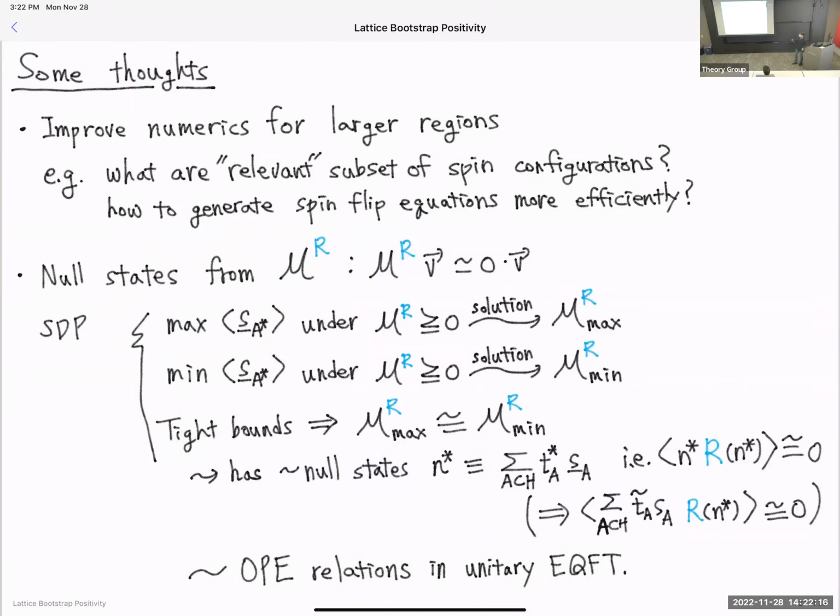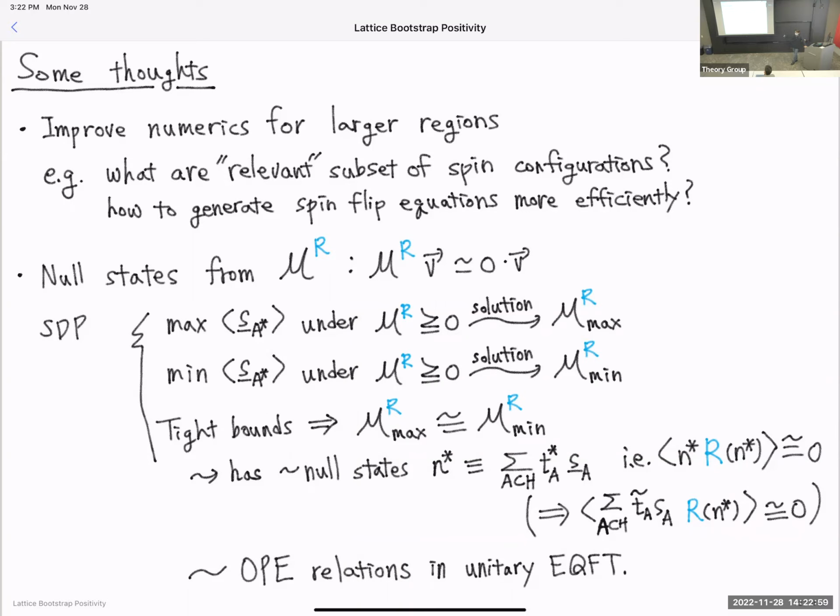Okay, let me share some thoughts with you. So, of course, we want to improve the numerics for larger regions. I mean, so far I've told you about only the, say, nearest neighbor or next to nearest neighbor spin correlators. What about long-range correlators, which are going to tell you about things like mass gap and so on? Well, first of all, that would require us to identify something like a relevant subset of spin configurations. So even though we consider a very large region, we might want to consider only some, rather than all possible configurations, some subset of configurations, such that the bounds we obtain from them are still good enough.